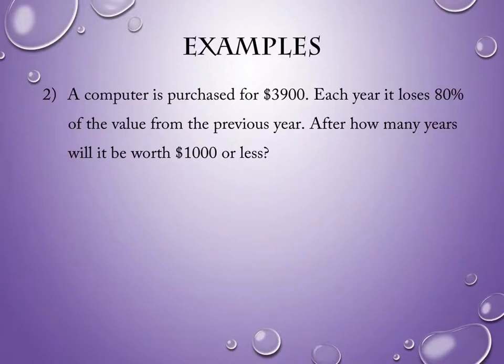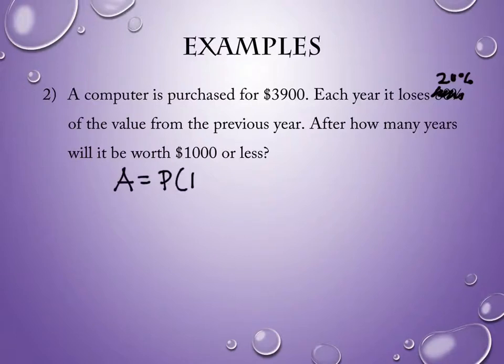All right, so taking a look at this one, to start with, I have a typo on my screen. I was double checking that actually just a second ago. This one actually was supposed to say 20% is what it loses, 20% of its value from the previous year. So, all right, let's take a look then. Our computer is originally costing us $3,900. We can actually talk about this just like we would talk about money.